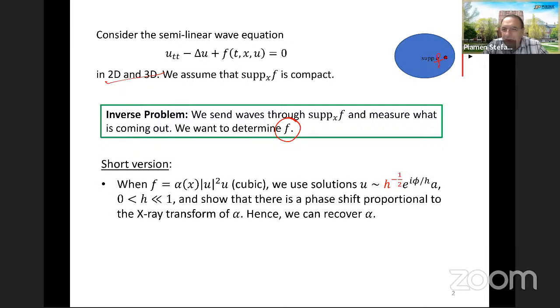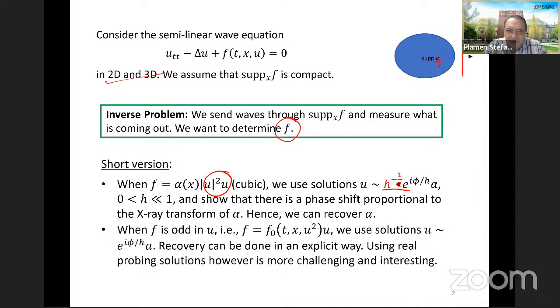So I can give a very short version of the talk, which basically describes the results. If f is a nonlinearity of cubic type with an unknown coefficient alpha, then actually you can do it by using solutions which are not really small. h is a small parameter, so the solutions actually grow with h. And you can do it in an explicit way. You get a phase shift, and that phase shift gives you the X-ray transform of alpha, and you're done.